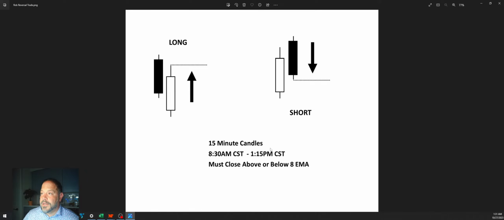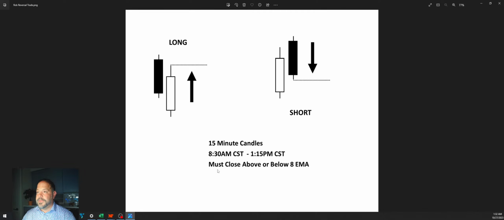And we are, again, time-based. This is something that I have added as well. So I've changed the candlestick time to 15 minutes. And I'm only looking at the 8:30, which is the open Central Time, to about 1:15 in the afternoon. That's it. I'm not looking for it after that. Now, based on your backtesting, you might find that 1 o'clock or 12 o'clock or 2 o'clock might be your end time. For me, it's 1:15.